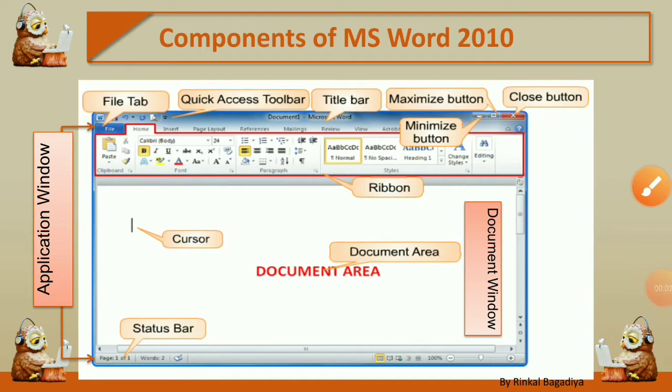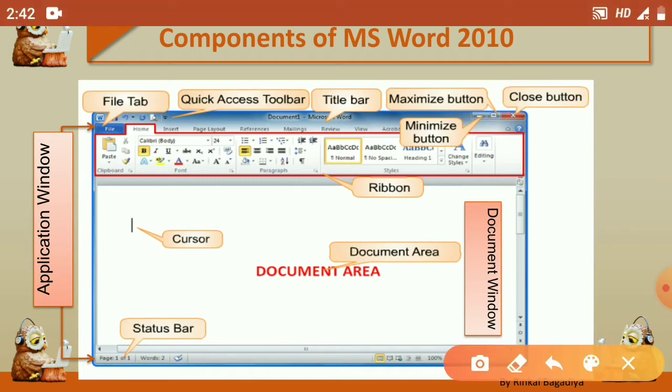Children, on the screen you can see the components of MS Word 2010. This picture is also given in your textbook on page number 42. Here, first let's start with the File tab. Then after that is the Quick Access Toolbar, then the Title bar, then the Minimize button, Maximize button and Close button. These three buttons are in most applications to minimize, maximize and close the application.